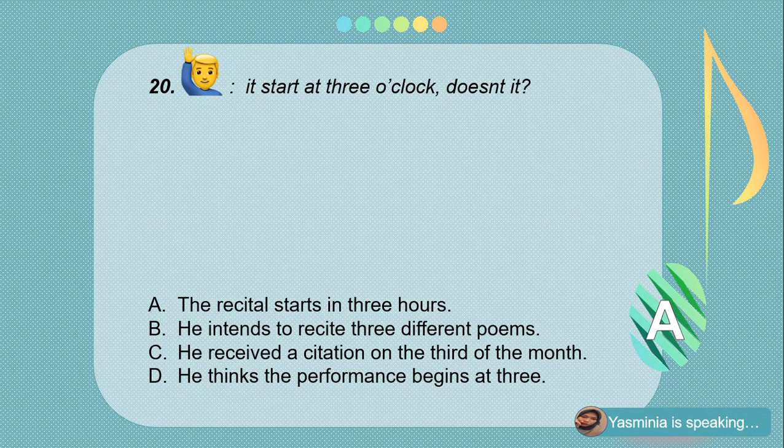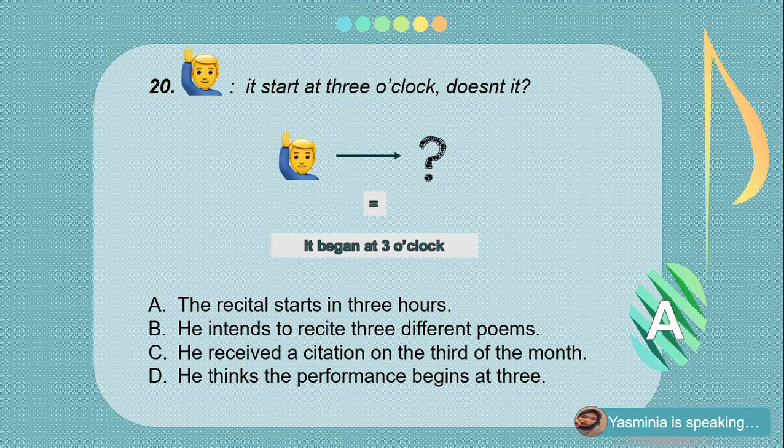Number 20, the answer is D. The man said, it starts at 3 o'clock, doesn't it? The man used a question tag, which means he assumed that it began at 3 o'clock. So, the answer is D. He thinks the performance began at 3.